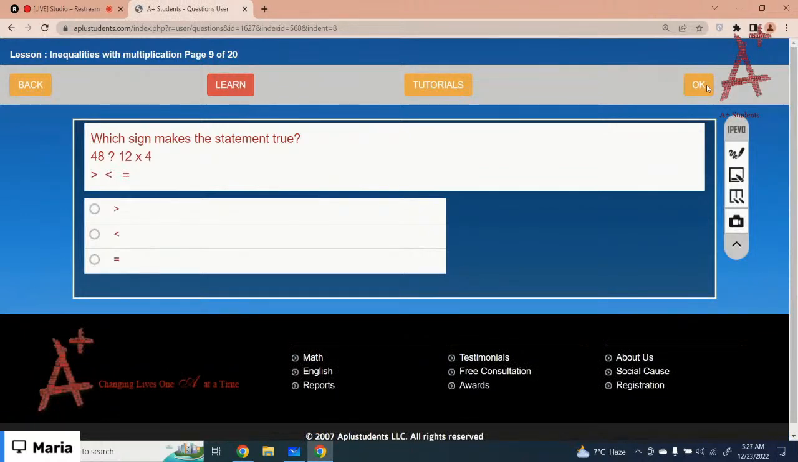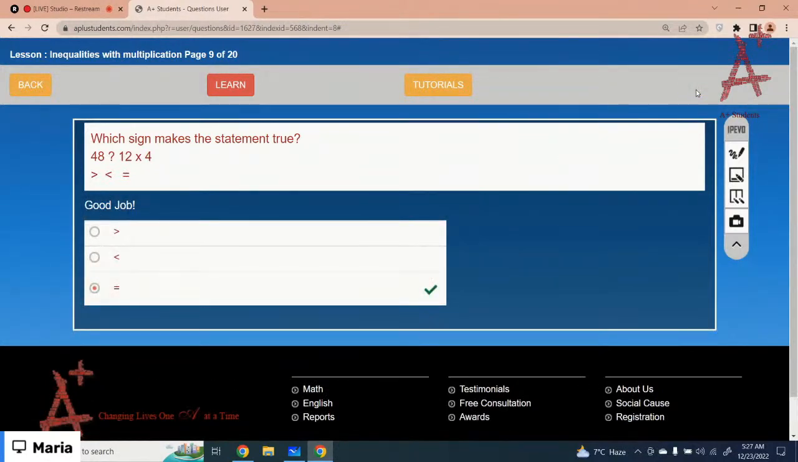Okay, the next one is which sign makes the statement true? 48 and 12 times 4. Which of the options is the correct one? 12 times 4 is 48. Got it? 12 times 4 is 48. So 48 is equal to 48. Got it? So the correct option is equal. Just select the correct option and click on the OK button. Got it?